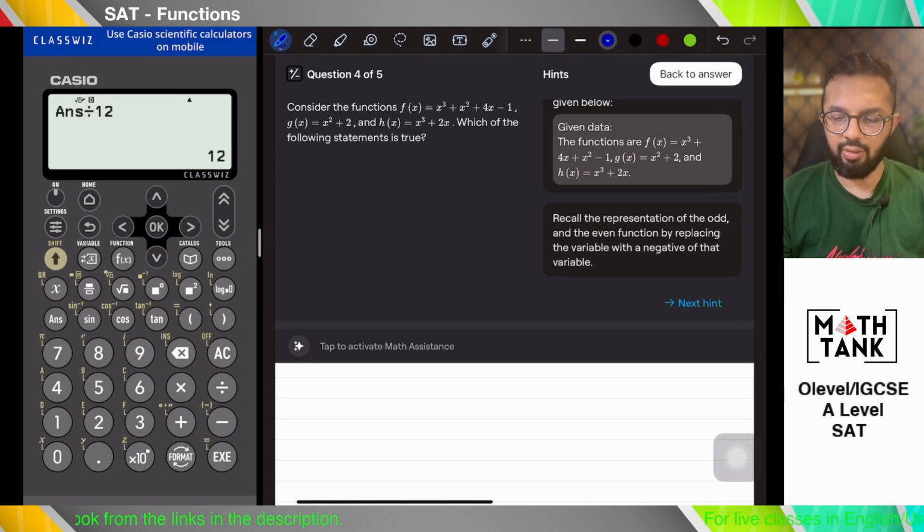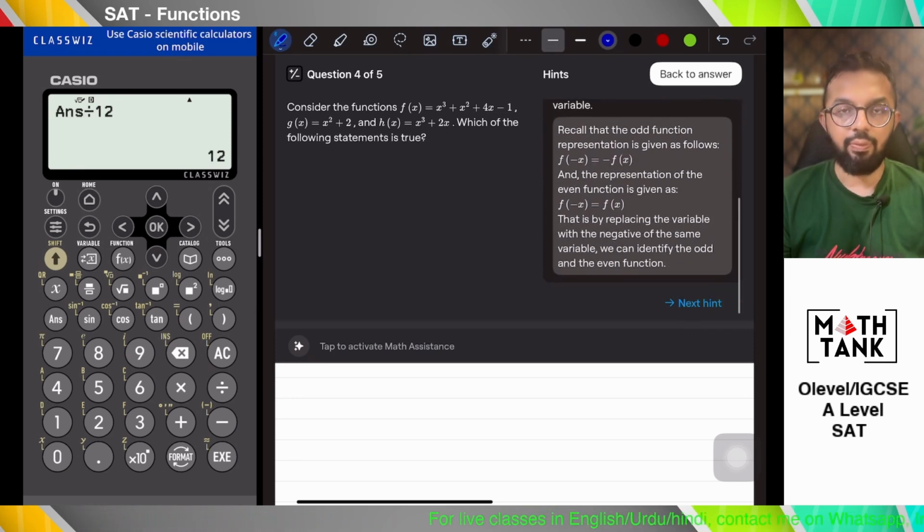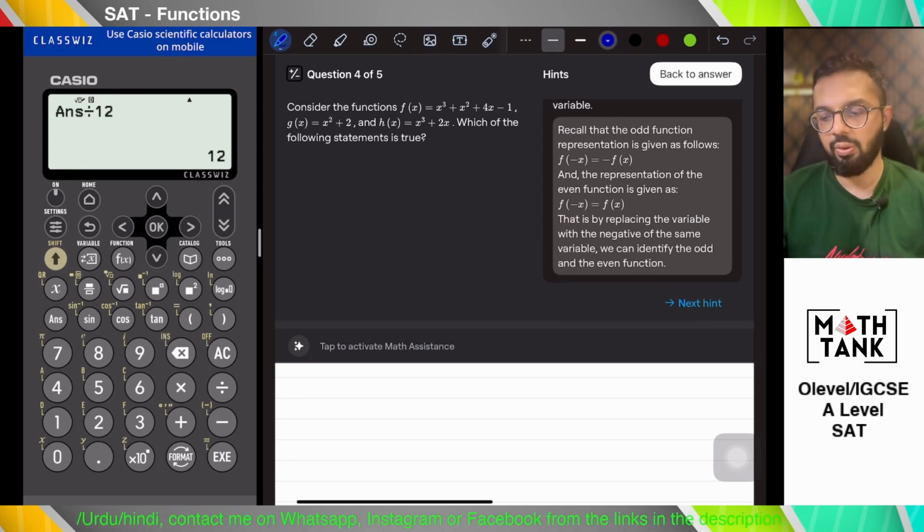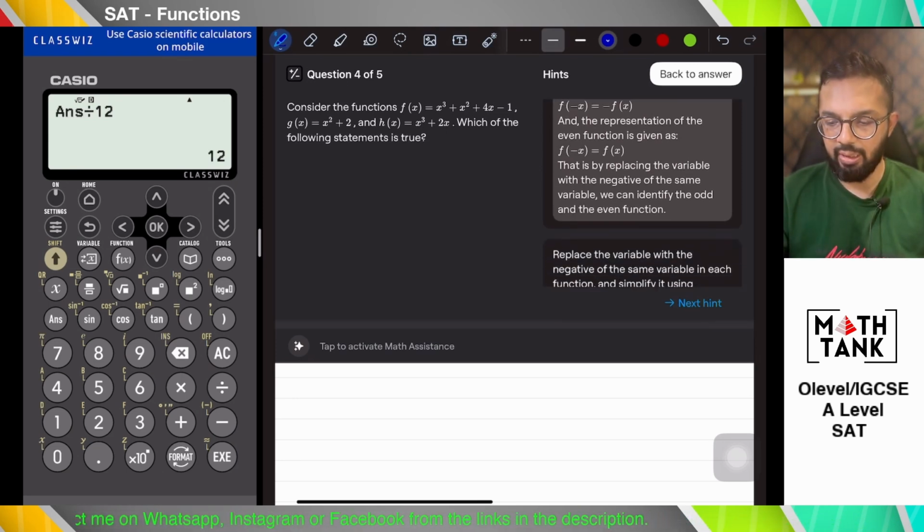Recall that the representation of the odd function and even function is by replacing the variable with the negative of that variable. So if you have f of minus x equals minus f of x, then it's called an odd function. If f of minus x is equal to f of x, then it's an even function. So if the function remains the same when you replace x with minus x, it's even.